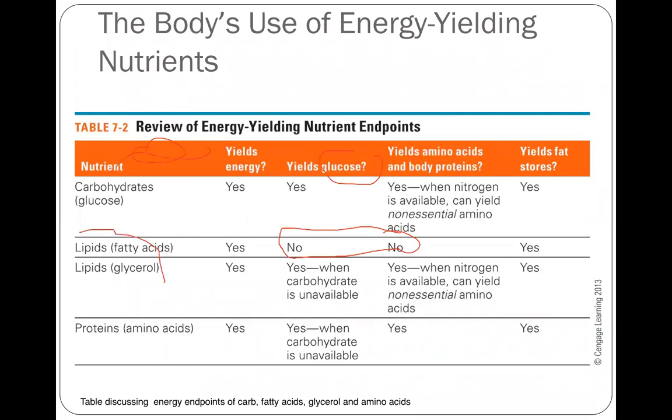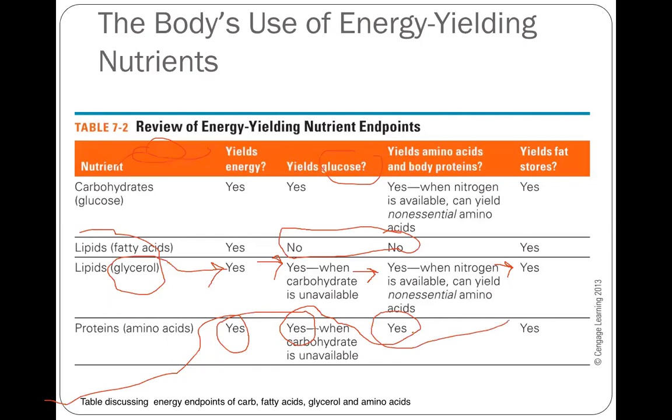The glycerol component of the triglyceride is different than the fatty acid component in that it can make energy, it can make glucose, and it can make proteins if nitrogen is available, and it also makes fat. And then proteins are more similar to carbohydrates in their metabolic processes, because proteins can make energy, they can make glucose. We have glucogenic amino acids that can be used to make glucose when carbs aren't available. They can make proteins, and they can be used as fat.